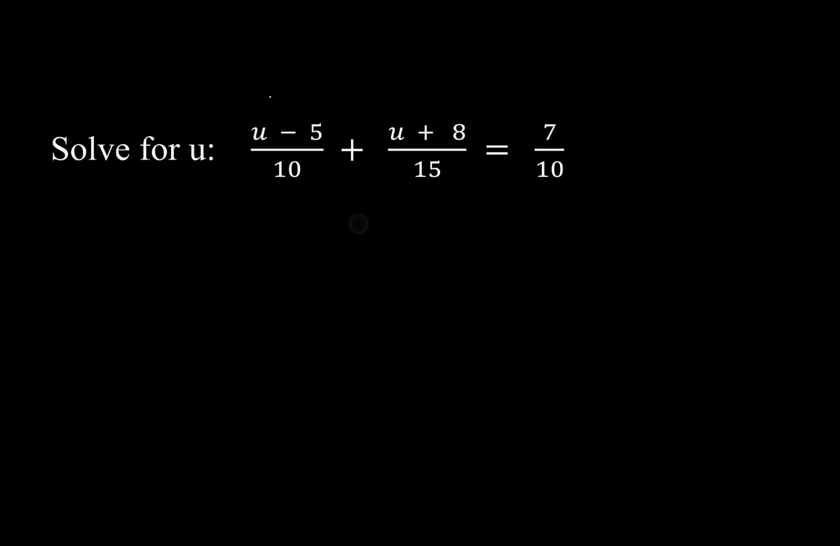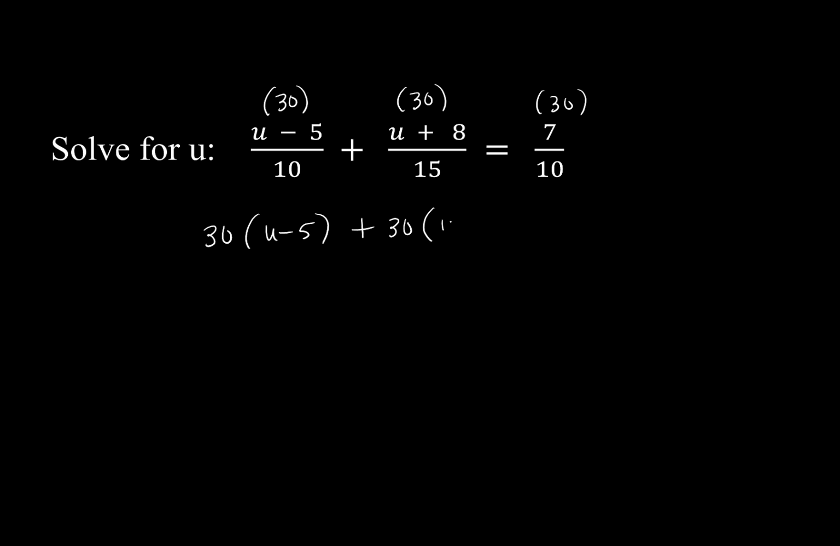So I'm going to start the problem by writing parentheses 30 at each numerator. Okay, so this is what this one's going to look like. I'm going to keep the 30 outside. I'm not going to multiply it to the u minus 5, and so I'd like you to do the same, and we'll do the same with the u plus 8.